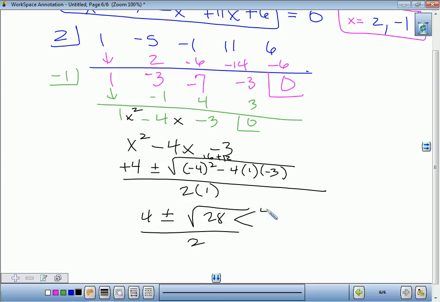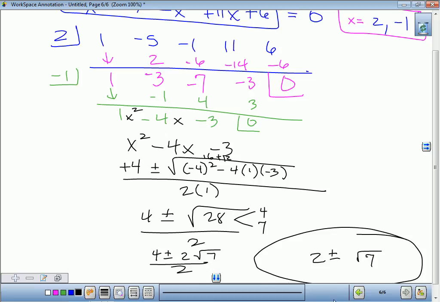28, write it down. 4 and 7. The square root of 4 is 2. And then when we divide by 2, it has to divide into everything. And it does. 2 goes into 4 2 times. 2 goes into 2 1 time. So those are my other 2. 2 plus square root of 7, 2 minus square root of 7.